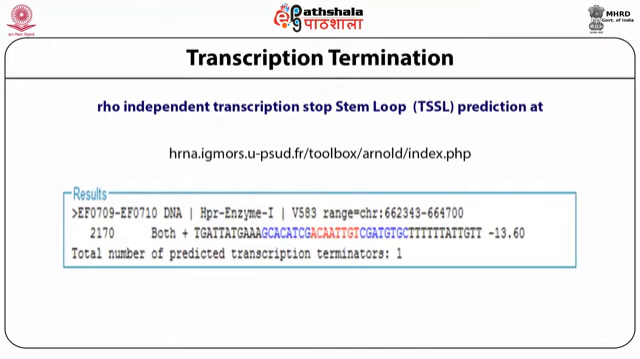One could predict and retrieve termination sites in bacterial sequences. To predict the rho-independent transcription termination site, go to Arnold's transcription prediction site and upload the FASTA file. Set the options for forward strand only and click the Run button. It predicted a rho-independent transcription stem loop structure highlighted in blue and red color.